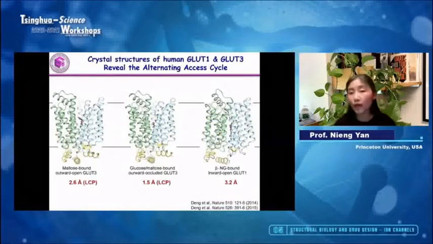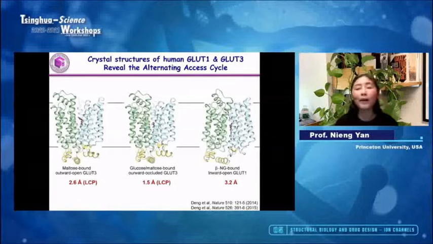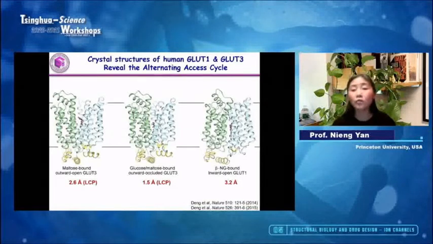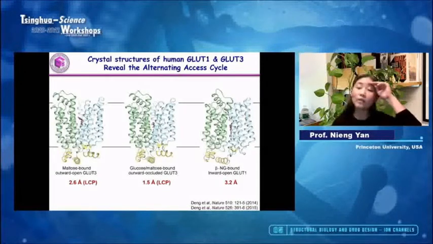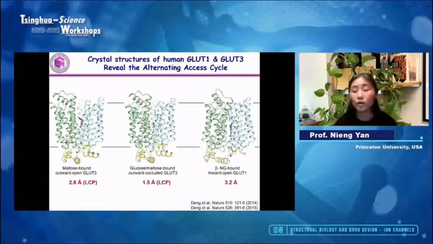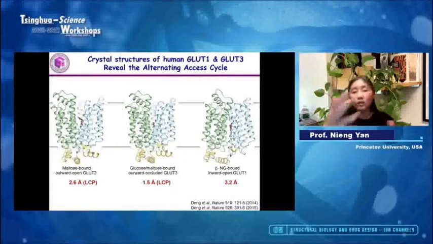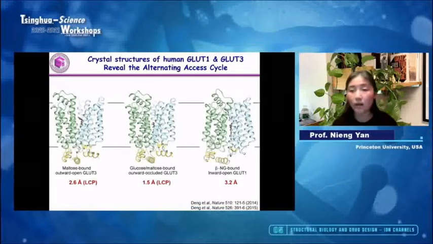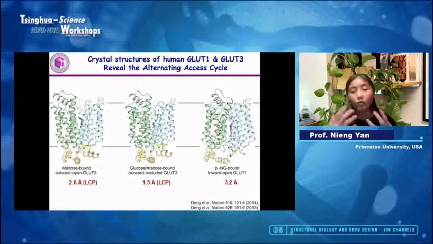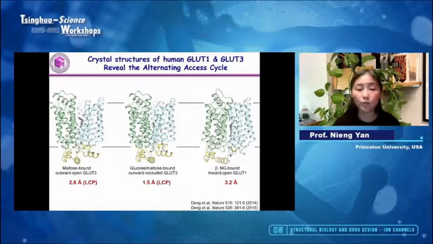So prior to 2014, my lab had been mainly using X-ray crystallography to study the structures of transporters, exemplified by glucose transporters. As shown here, we solved human GLUT1 and GLUT3 in 3 different functional states, which allowed us to reveal the working cycle, known as the alternating access cycle, of cellular uptake of glucose.